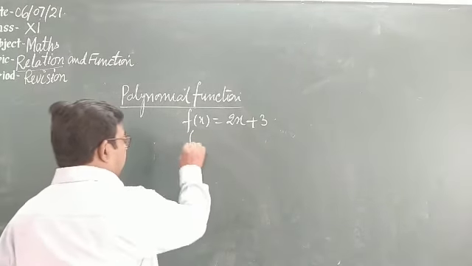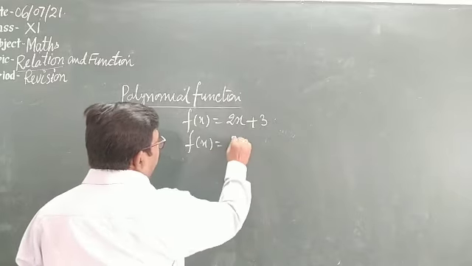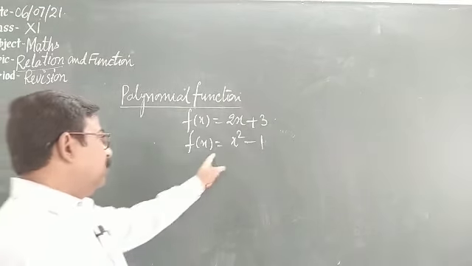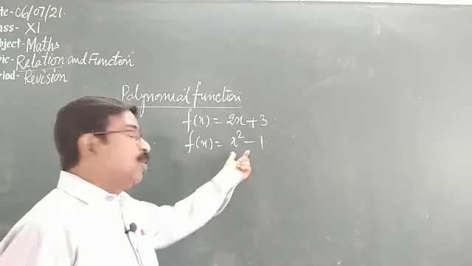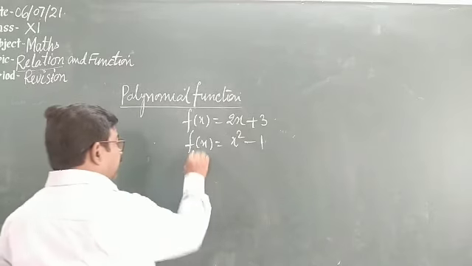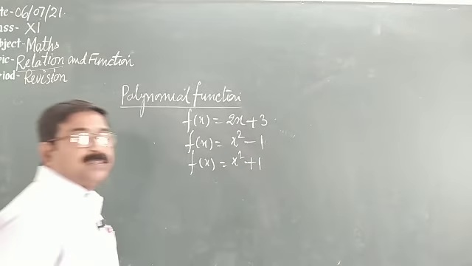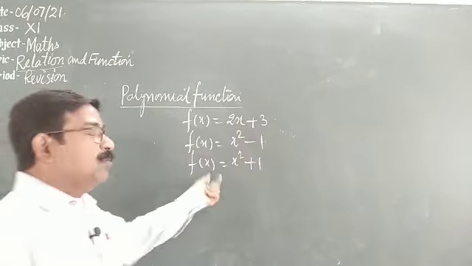We can write f(x) = x² - 1. It is a polynomial function, it is a quadratic function. We can write f(x) = x² + 1. It is a polynomial function and it is a quadratic function.